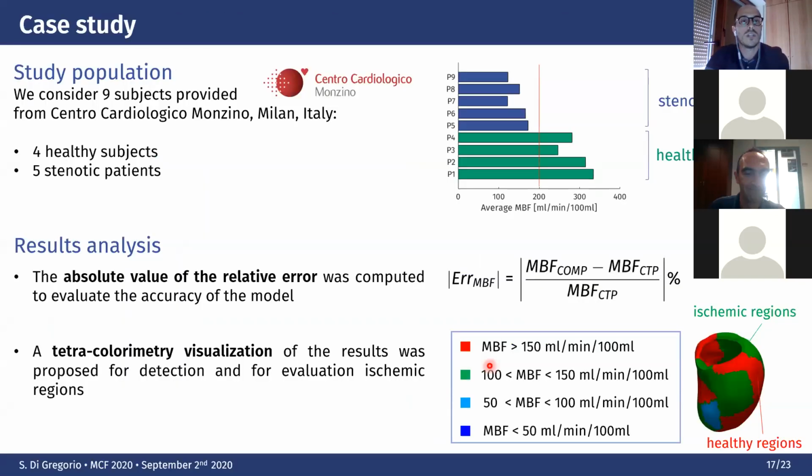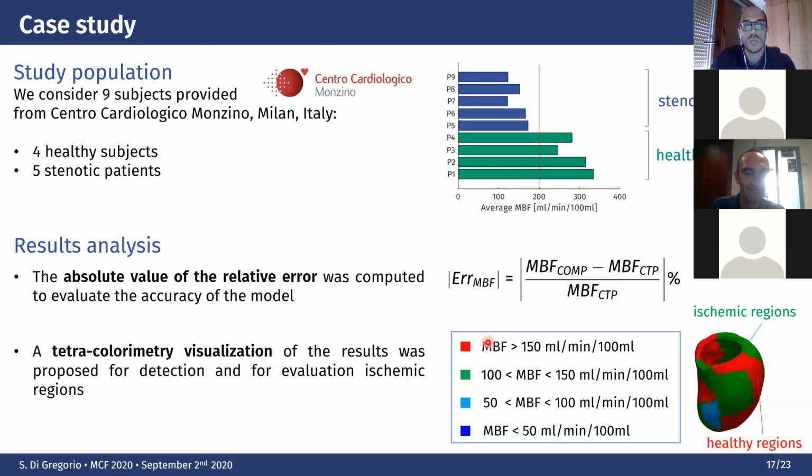For the results, we considered 9 subjects provided by the Centro Cardiologico Monzino: 4 healthy subjects and 5 stenotic patients. We performed the numerical simulations, and we analyzed the results from a modeling point of view, using the absolute value of the relative error to evaluate the accuracy of our model. And then we propose, from a clinical point of view, a color map visualization of the results that allows us to detect and evaluate ischemic regions.